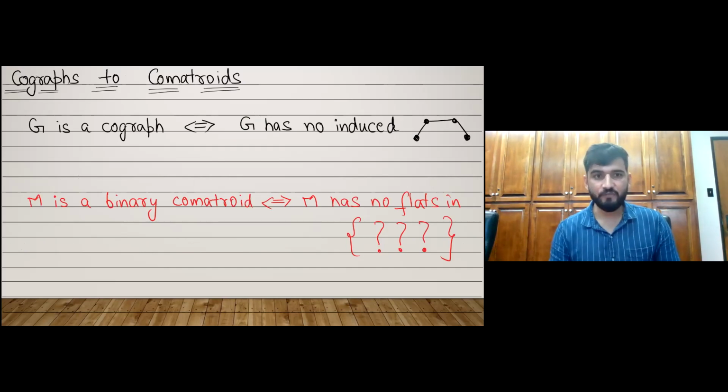And we had this result for cographs in terms of this forbidden structure that is the path of length 3. We said that G is a cograph if and only if G has no induced path of length 3. Now the question is again, do we have something similar for binary comatroids? Do we have a result which is like M is a binary comatroid if and only if M has no flats in a well-described list?